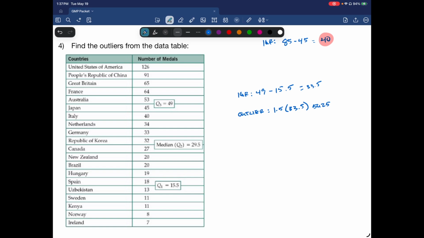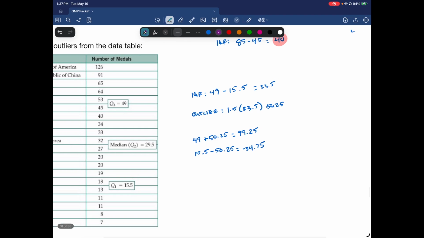All right, and so if I do my upper quartile plus 50.25, so 49 plus 50.25, that gives you 99.25. So anything above that would be an outlier. And then if I do 15.5 minus 50.25, you already know this is going to be a negative number, which is not on my set. So this is going to be negative 34.75. Because it's negative, there's no lower outlier.